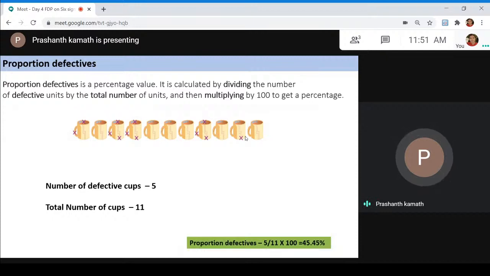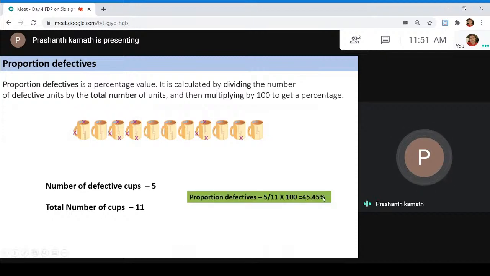So 5 by 11 into 100, we get 45.45%, meaning to say of the 11 cups that we made, 45% of them were defective. Only 55% of them are the ones which can now go to the retail outlet for sale. The remaining 45% will have to be scrapped. That's a huge loss, right? Almost half of the cups made today are unfit for human consumption.